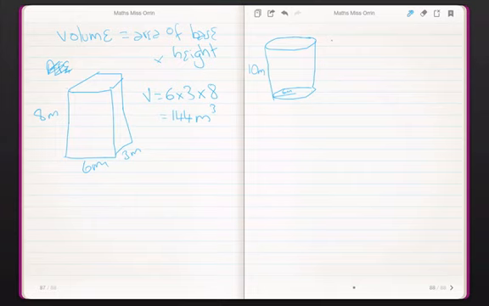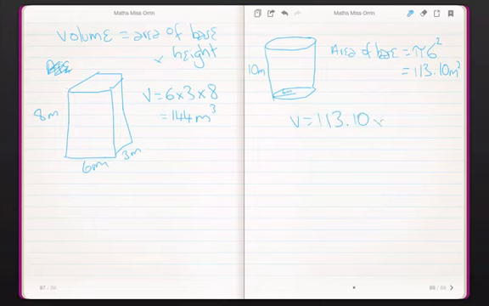So we need to find out the area of the base first. How did we remember a circle is pi r squared? So we're going to do pi r squared because r is the radius, which is 6. So we work out pi r squared and we get 113.1 meters squared.